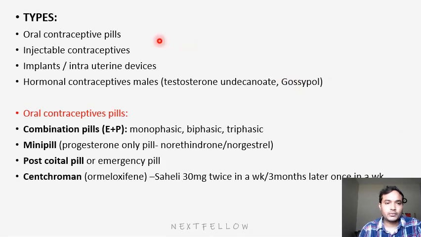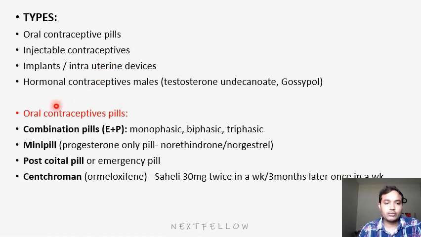So what are the types of contraceptives we have? We have oral contraceptive pills, injectable contraceptives, implants or intrauterine devices. Next are hormonal contraceptives, that is testosterone undecanoate or gossypol. These are recently developed hormonal contraceptives. So in this, the important ones are OC pills, implants and injectable contraceptives.